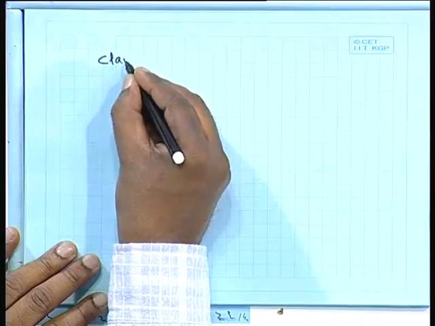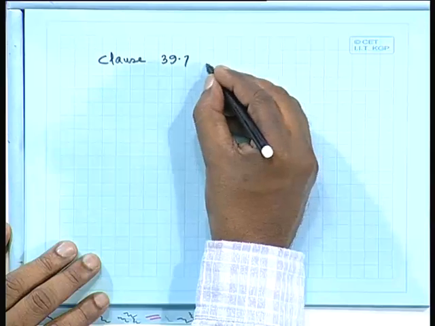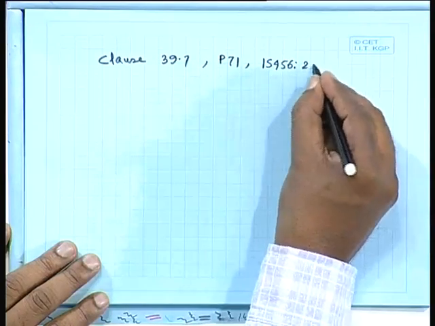Now what is the difference in the long column design? So far we have done the effective length only. Now what about the long column design, how does it affect? Here also, I think I should go to the reference of the code. That is given in clause 39.7, page 71, IS 456 2000.